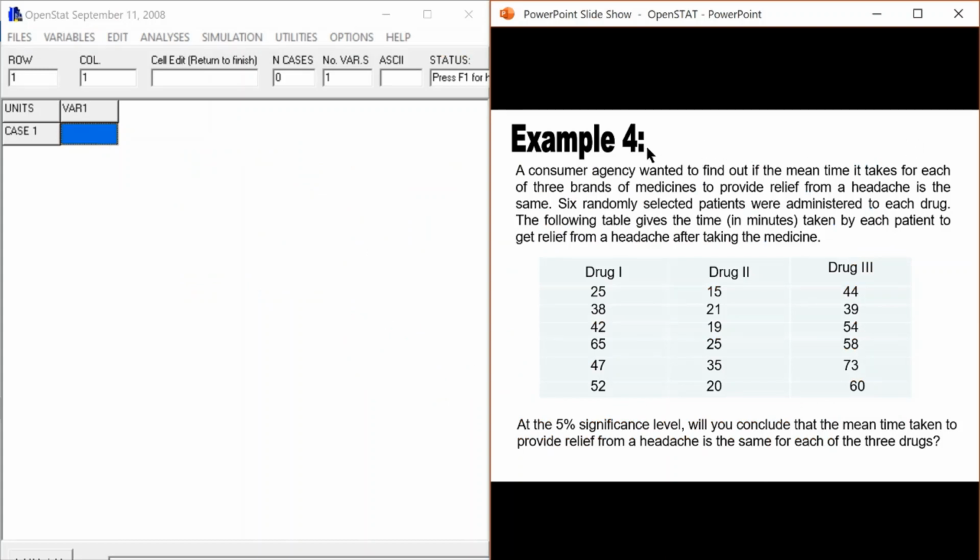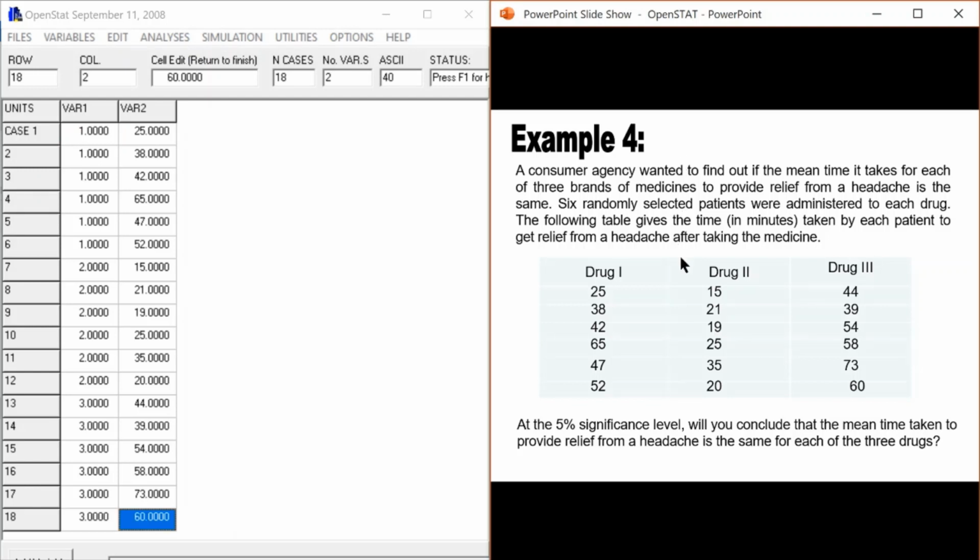Example 4. A consumer agency wanted to find out if the mean time it takes for each of 3 brands of medicines to provide relief from a headache is the same. 6 randomly selected patients were administered each drug. The following table gives the time, in minutes, taken by each patient to get relief from a headache after taking the medicine. At the 5% significance level, will you conclude that the mean time taken to provide relief from a headache is the same for each of the 3 drugs?